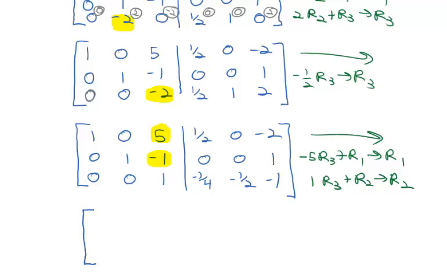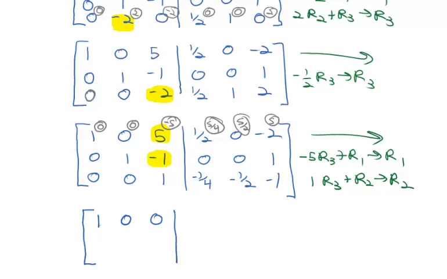In the first row, we were multiplying by -5. 0 times anything is 0. 0 times anything is 0. 1 times -5 is -5. -1/4 times -5 is +5/4. -1/2 times -5 is +5/2. And -1 times -5 is +5. So that first row now is 1, 0, 0.